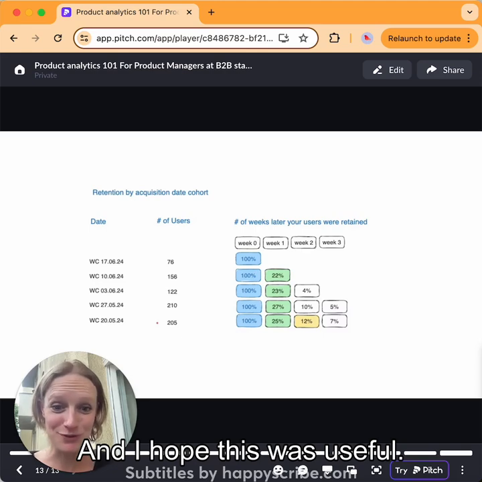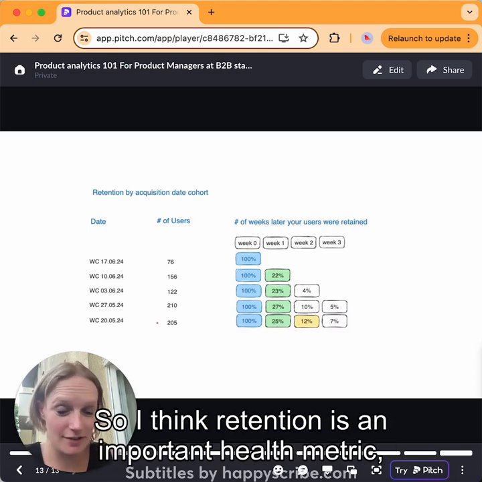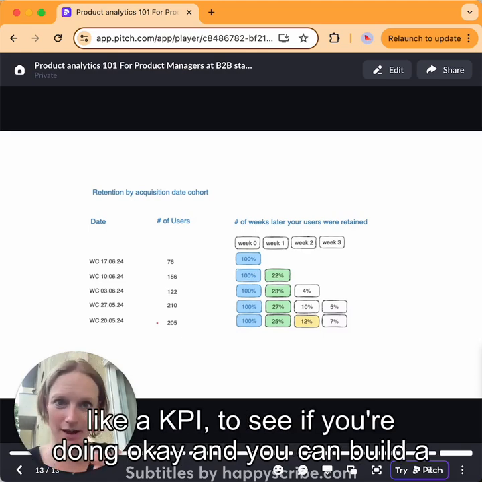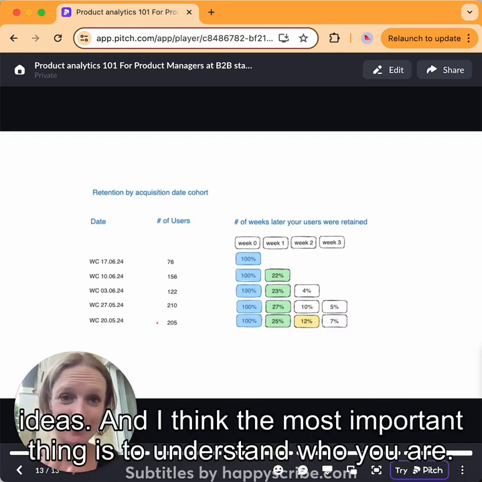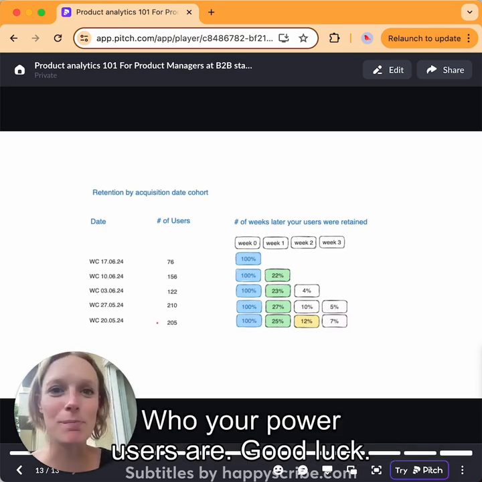I hope this was useful. I think retention is an important health metric, like a KPI, to see if you're doing okay and whether you can build a sustainable business. But it also inspires very actionable ideas. And I think the most important thing is to understand who your power users are.